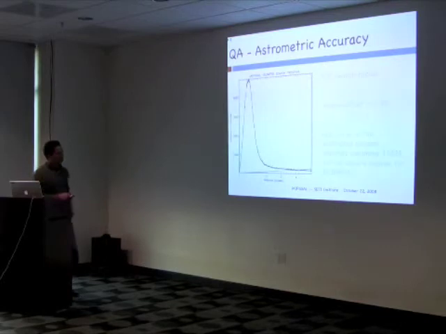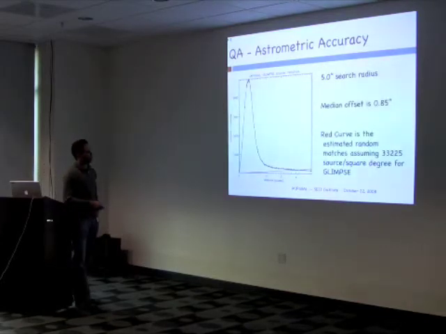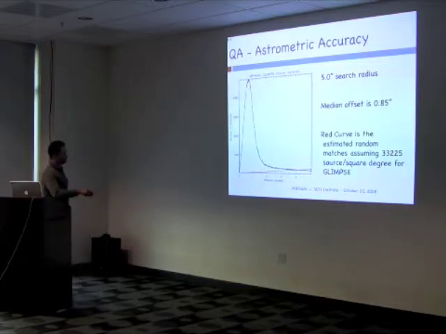So how good is the data? To do that, we matched our data with the GLIMPSE catalog, and we did a simple search of 5 arc seconds between the GLIMPSE catalog and the MIPSGAL catalog. And here is the number of matches versus the distance. As you can see, it peaks at something like 0.85 arc seconds, which is not bad at all. And if you think about whether there are random matches in my data, the number is very small. So most of them are genuine matches, and our astrometric accuracy is 0.85 arc seconds.